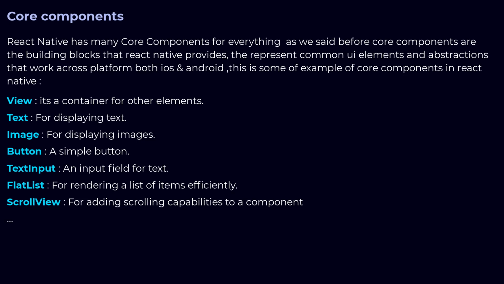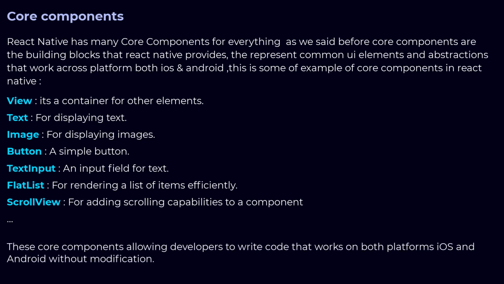And also we have a flat list. It's for rendering a list of items. Scroll view component is for adding scrolling capabilities to a component. In React Native, we have many components. We will cover them in the next courses. These core components allow developers to write code that works on both platforms, iOS and Android, without modifications.